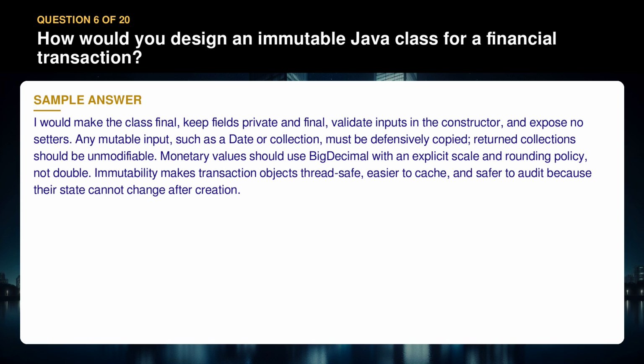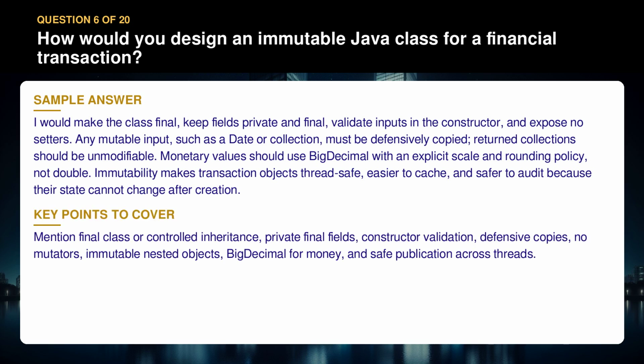Monetary values should use BigDecimal with an explicit scale and rounding policy, not double. Immutability makes transaction objects thread safe, easier to cache, and safer to audit because their state cannot change after creation. Mention final class or controlled inheritance, private final fields, constructor validation, defensive copies, no mutators, immutable nested objects, BigDecimal for money, and safe publication across threads.